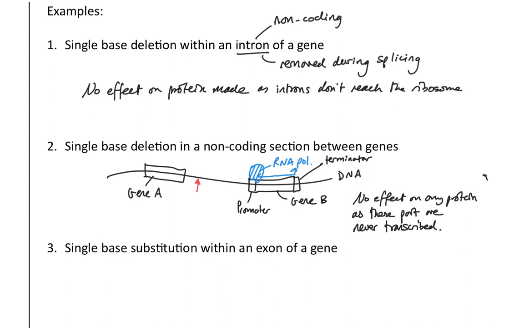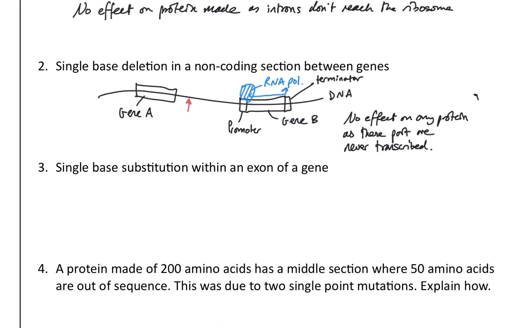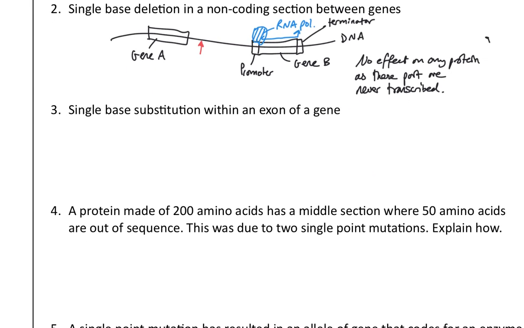Remember, splicing comes next. So that's a really good one. So those first two haven't resulted in a change to the protein, and 3 might not do as well. So we've got a single base substitution within an exon of a gene. So this may have no effect.